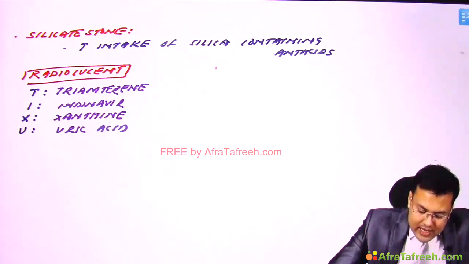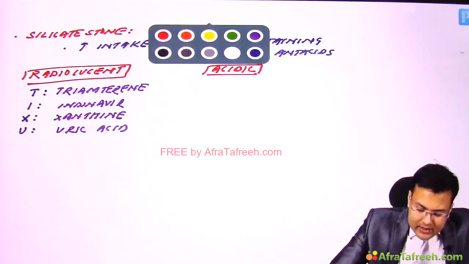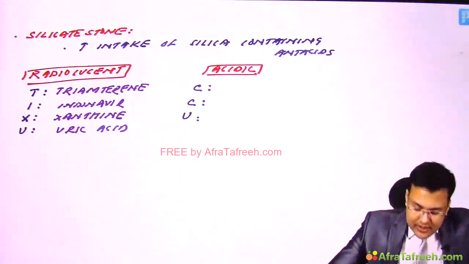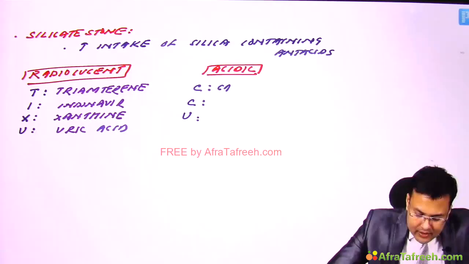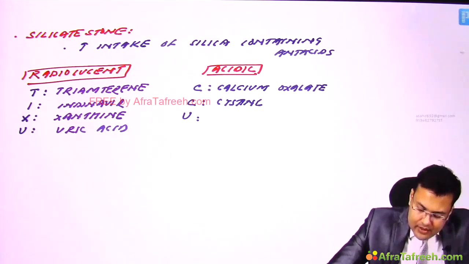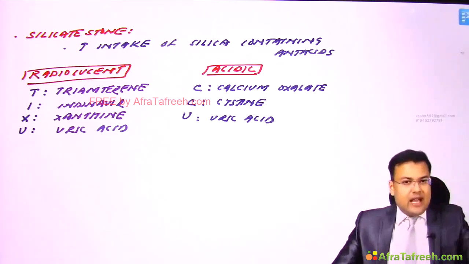So what are the acidic stones? The mnemonic is CCU. CCU is acidic. So C, calcium oxalate, C, cysteine, and U, uric acid. Clear? So these are acidic stones.